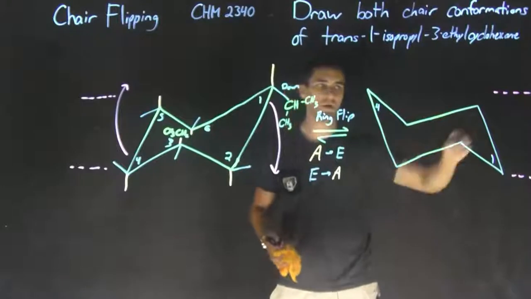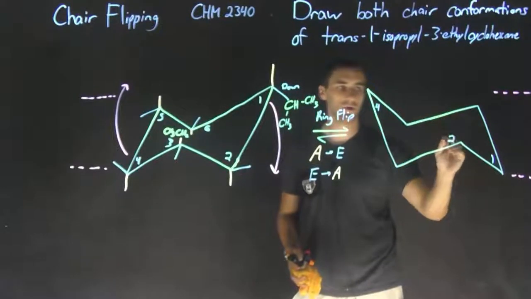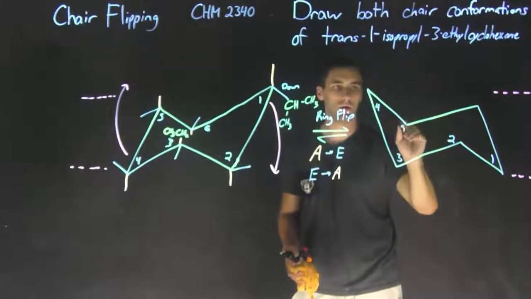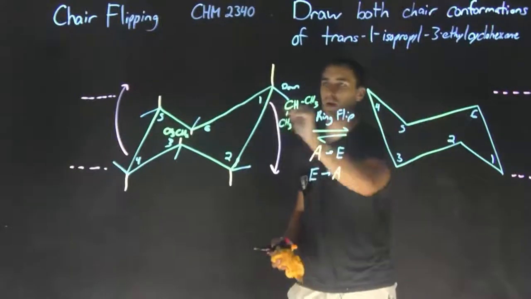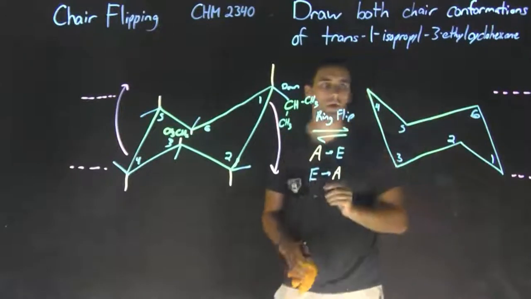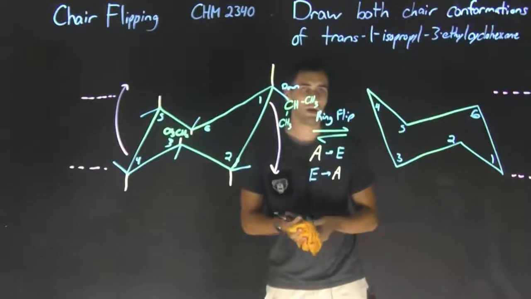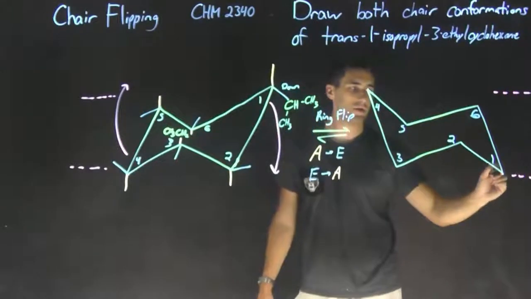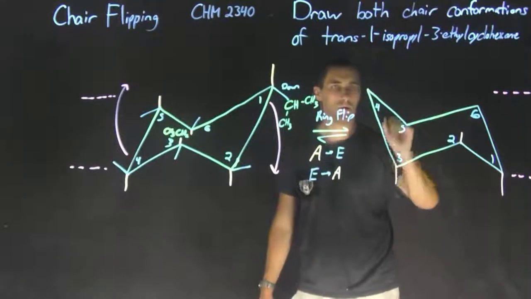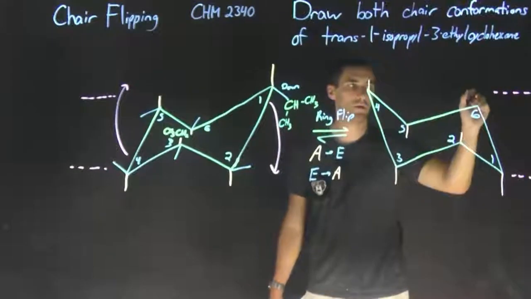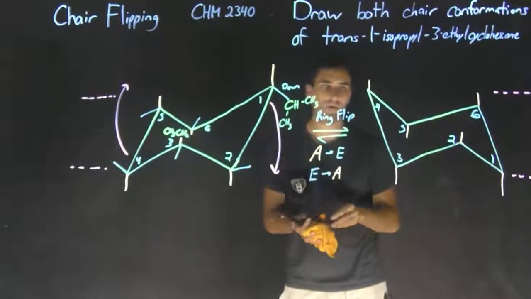Then we will continue the numbering in a clockwise motion, just like we had over here. Then now I will put my axial bonds in. And finally, my equatorial bonds.